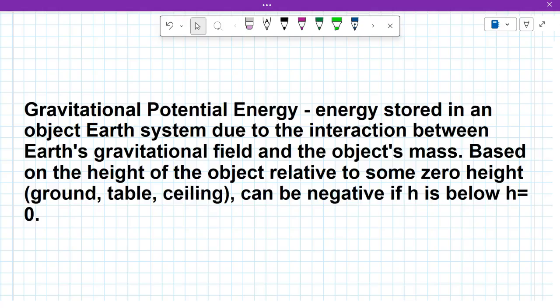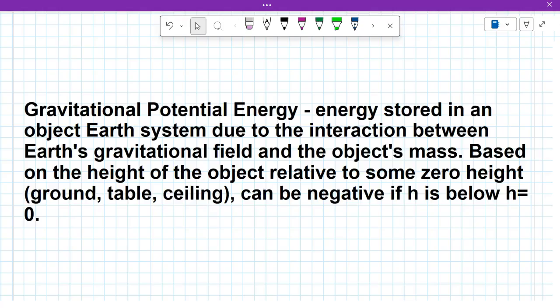But for now we're talking about objects on Earth, so we'll talk about the energy stored in an object-Earth system due to the interaction between the Earth's gravitational field, so we're going to be dealing with a little g, and the object's mass. This is based on the height of the object relative to some height equals 0. So the height might not necessarily be above the ground. It might be a height relative to the ground or the table or maybe even a ceiling.